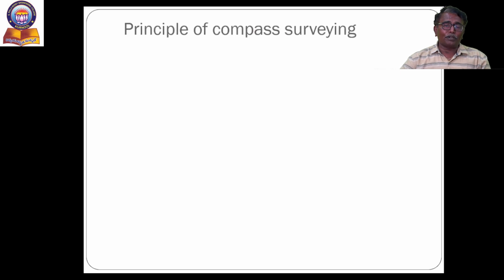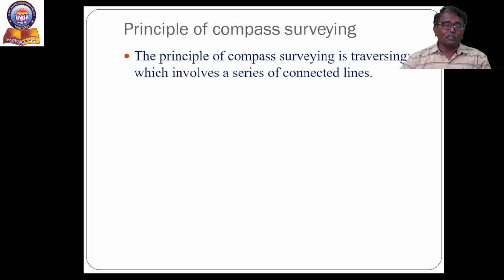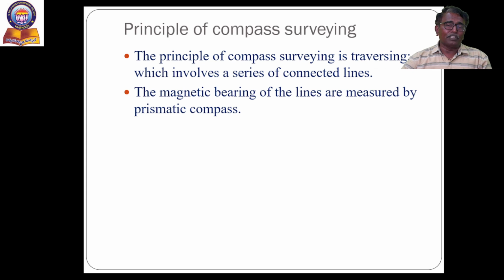The principle of compass surveying. The principle of compass surveying is traversing. Earlier, the principle of chain surveying was triangulation, which involves a series of connected lines. The magnetic bearing of the lines is measured by a prismatic compass. Magnetic bearing is measured by using the north direction. With reference to the north direction, the angle measured is known as magnetic bearing.